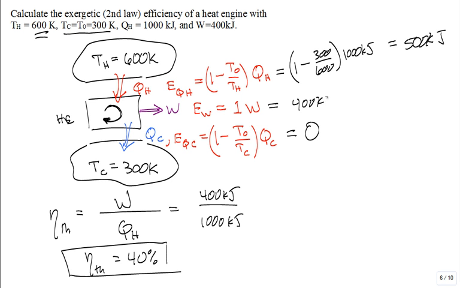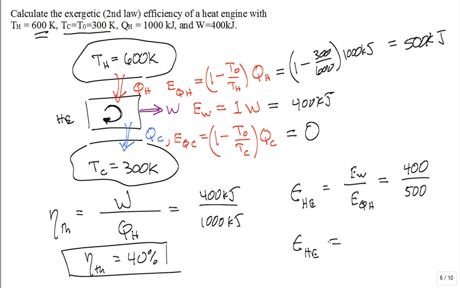400 kilojoules. So for the exergetic efficiency of a heat engine, what you want is the exergy transfer with the work over the exergy transfer with the heat coming in. In this case, it's 400 kilojoules over 500 kilojoules. And the exergetic efficiency for the same heat engine, the same operating conditions, sounds a lot better. It's 80%.